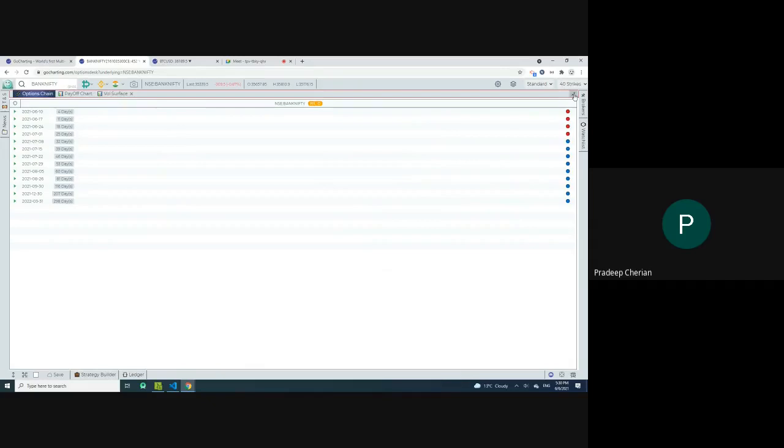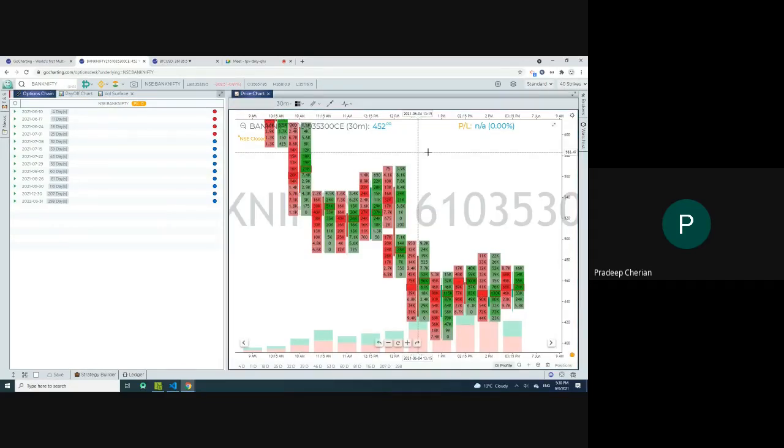I just have a question regarding the data pack. Which data pack should I use to use this option desk? Look, like I mentioned, right now the price chart is associated with your data pack.